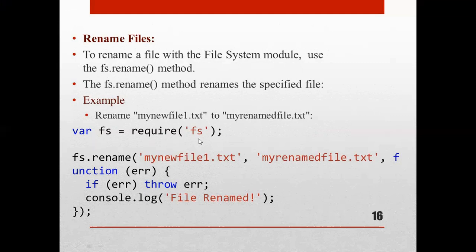So first we have to import the fs module using the require function, then use fs.rename. Inside the bracket we have to pass the parameters: first the old file name, my new file one.txt, comma, the new file name, that is the file name which we want to rename to, comma, then the function, that is the callback function. If error, it will throw the error, and print the message that file is renamed. This is the example for renaming a file using the fs.rename method.